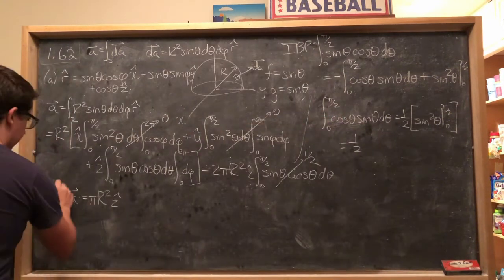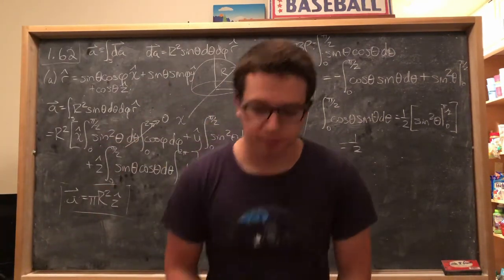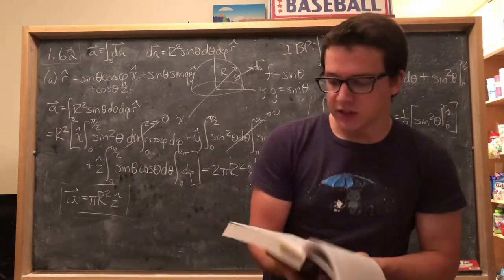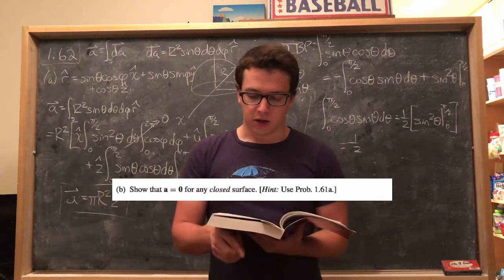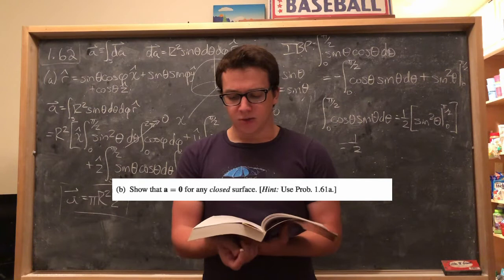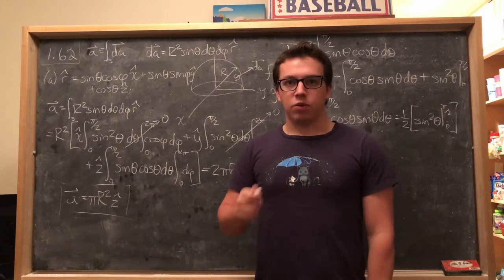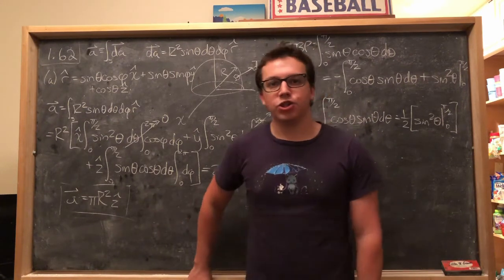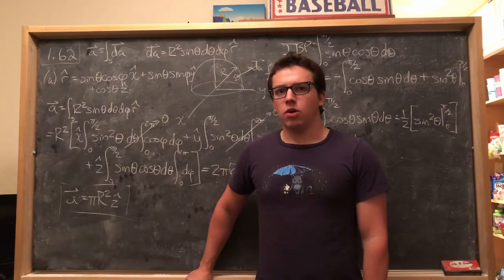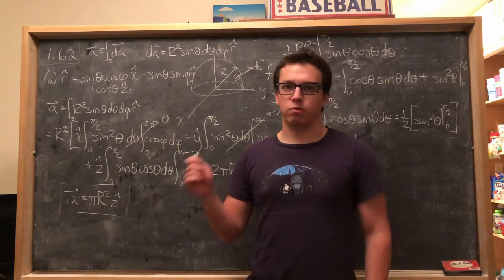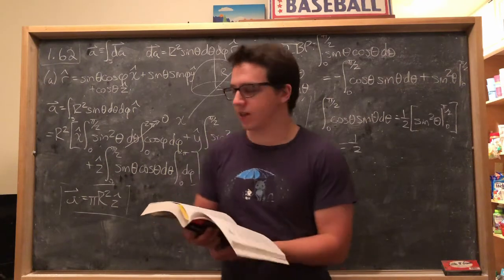Now that we've solved part A, let's go to part B. Part B asks us to show that the vector area equals 0 for any closed surface. Hint, use problem 61A. Now, I have not put a video up for problem 1.61 yet on this channel, but I think I will. That'll be forthcoming. But we're just going to use the result from problem 61 part A, and luckily the problem statement for 61 part A already gives us that result.